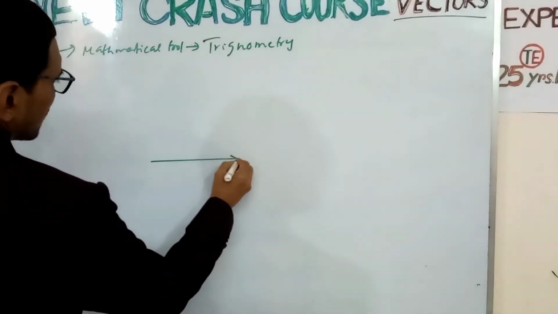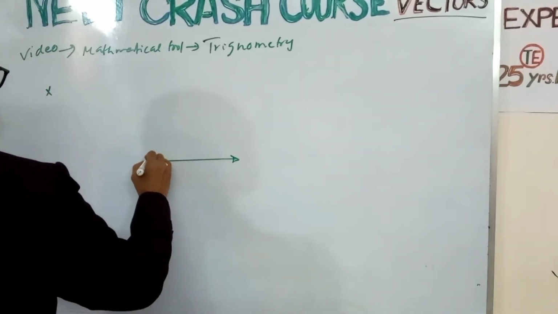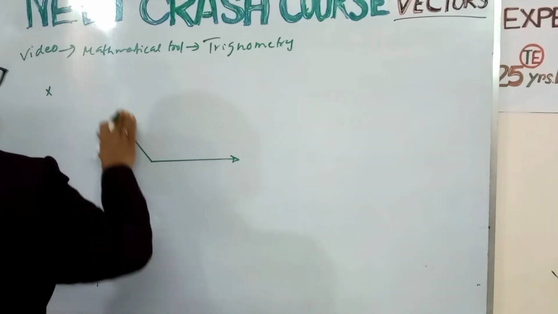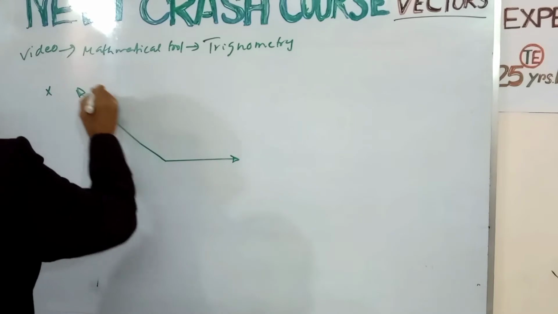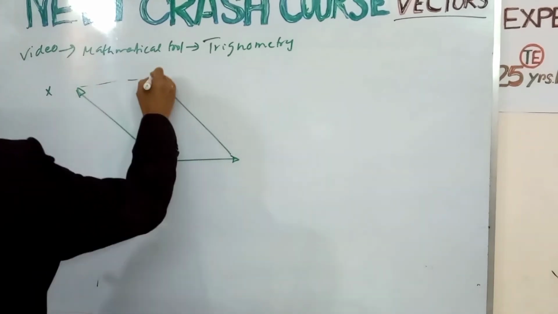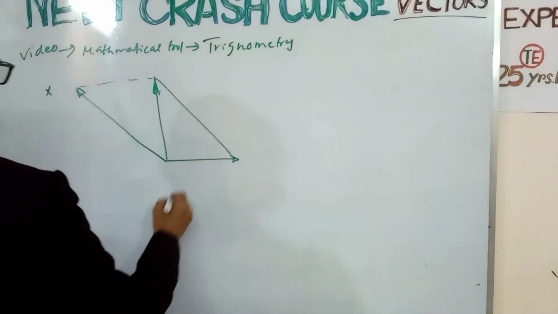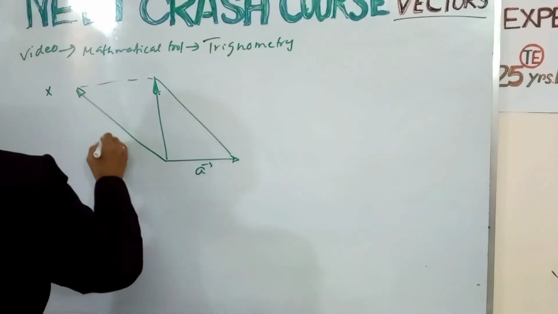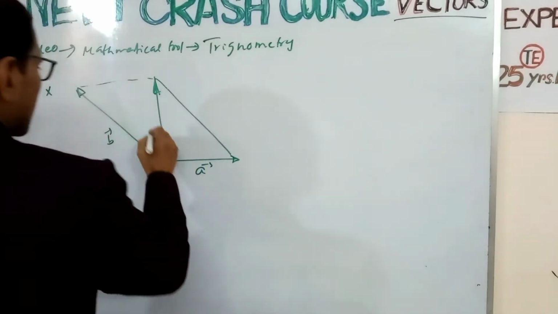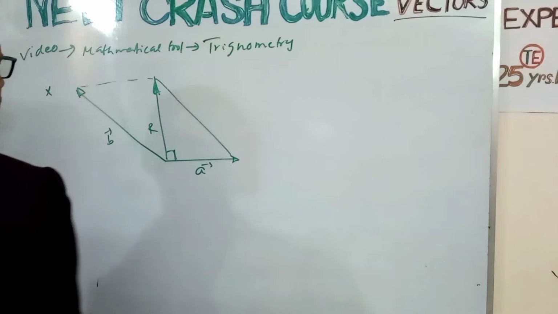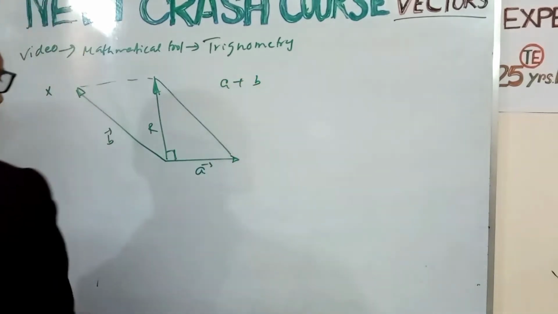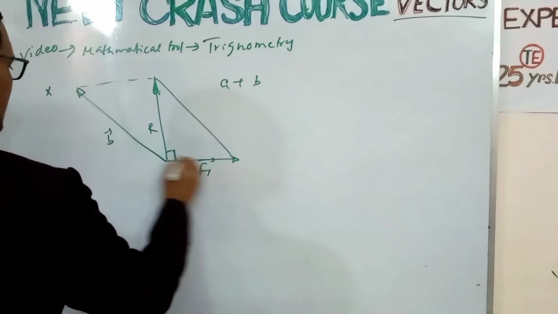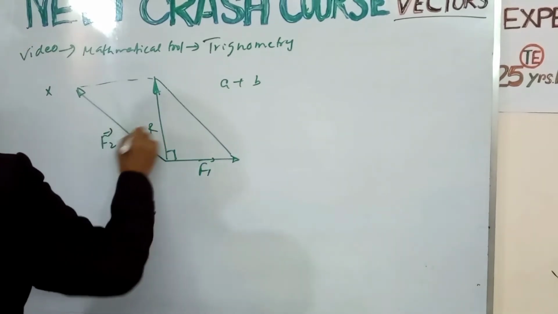Now the resultant of two vectors a and b is perpendicular to the small one. That is, suppose this is the small vector, this is another vector, and the resultant is at 90 degrees with the small vector. Magnitude of a, these are two forces. Suppose this is force 1, this is force 2, and this is the resultant.